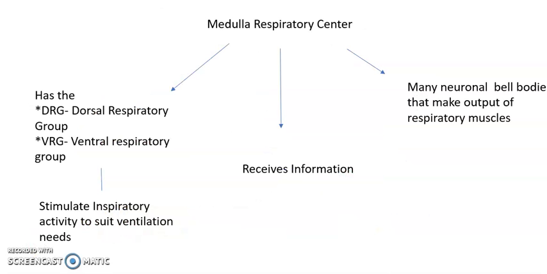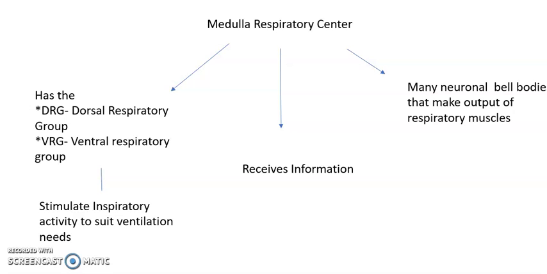So what is it exactly that the medullary respiratory center is responsible for? Well, as I had mentioned, it has these two groups called the dorsal respiratory group and the ventral respiratory group. And this is going to stimulate our inspiratory activity to suit the ventilation needs that we have, such as during exercise or in slower rated breathing, maybe due to septic shock.